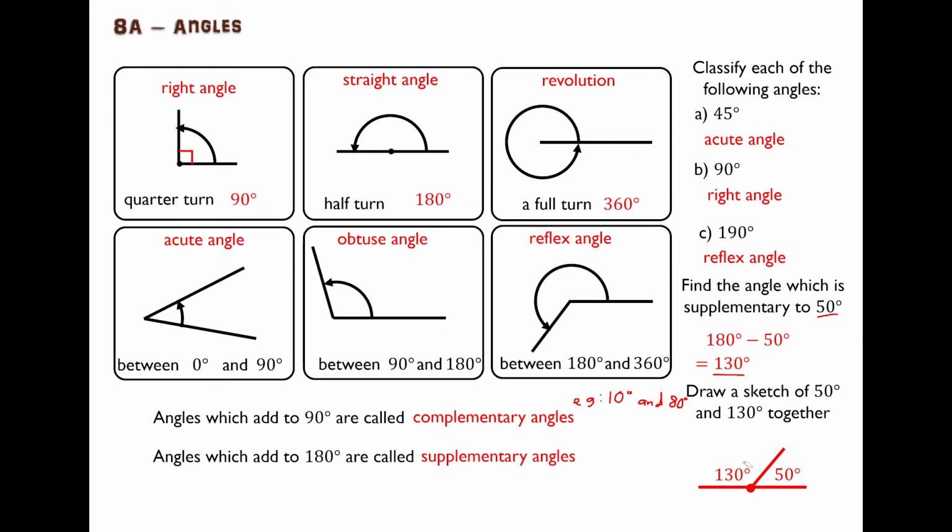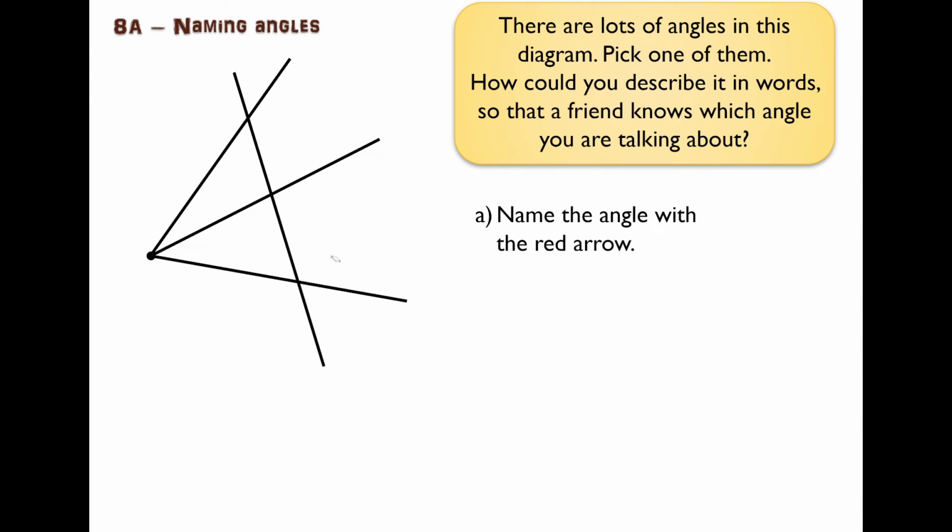Before I finish, naming angles. In this diagram, I have lots of angles. There are heaps of angles in this diagram. I want you to pick one of them. Look at one of the angles that you can see in this diagram. How would you describe that angle in words so that a friend knows which angle you're talking about? A friend is looking at the same diagram. How could you describe in words which one you're looking at?